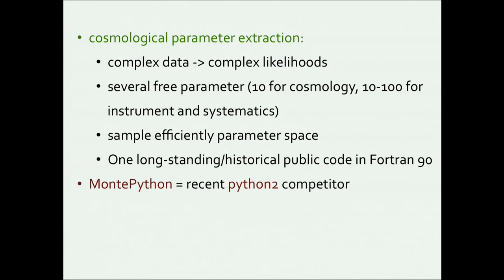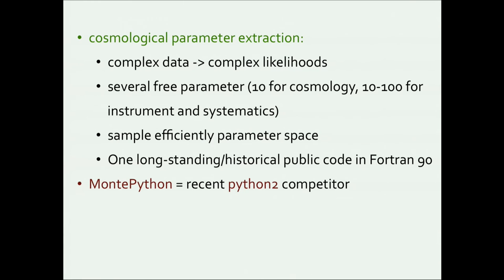Now, all this requires dealing with complex data and also combining data that come from different sources, from different experiments, and that sometimes look at different things, so at different parameters. You have to deal with several free parameters, the ones that describe your cosmology, so the amount of matter, the amount of dark energy, the expansion, and so on, order of 10 parameters per cosmological model, plus about 10 to 100 parameters that describe the instrument and all the systematics involved in it. So we need to sample very efficiently in parameter space.